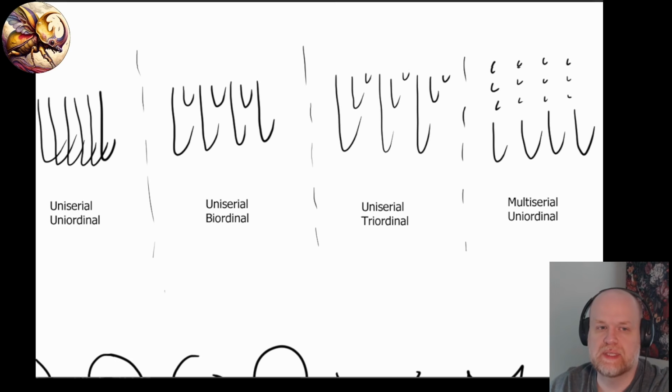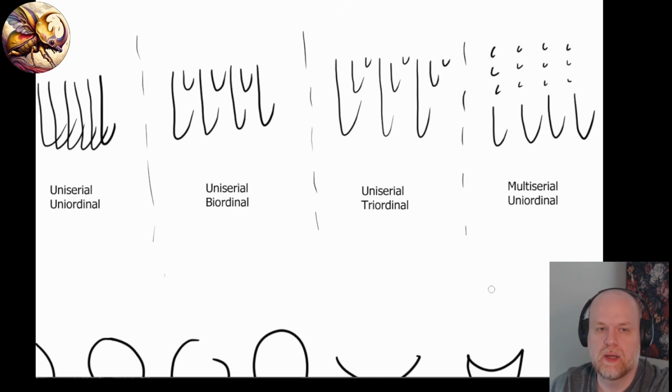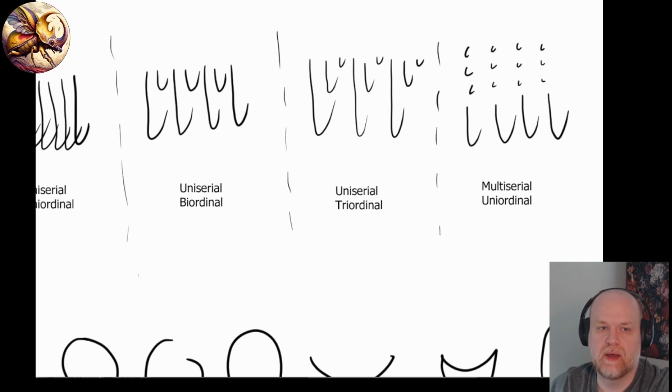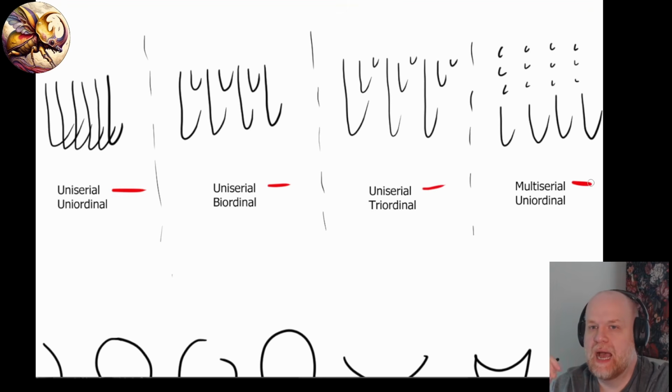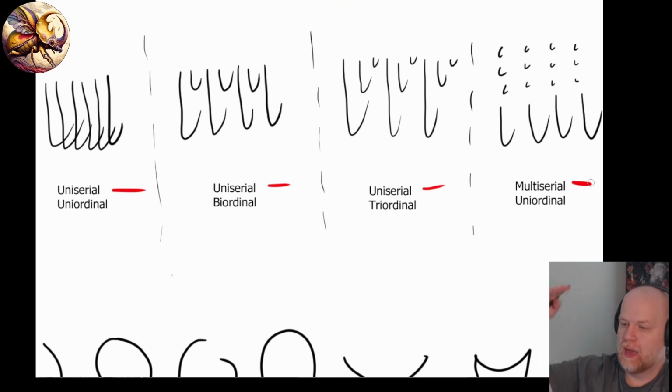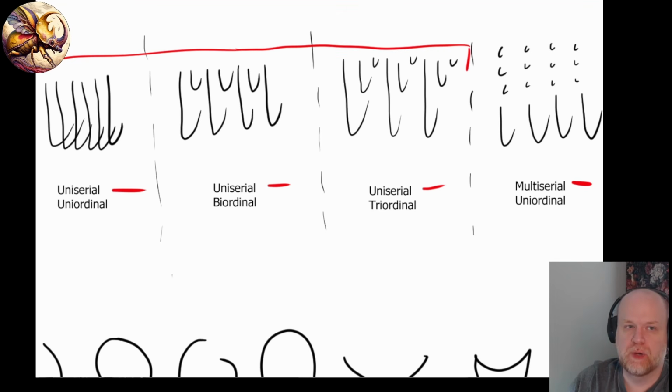The first arrangements that you need to be aware of are whether or not there are multiple hooks present. The first term here is the serial term: how many lines in a row? How many series are there of hooks? If there's just one series of hooks, no matter how many shapes are present, if all the hooks are in one line, then it's uniserial. If there are stacked hooks, or the hooks are broken up into multiple pieces, it's multiserial.